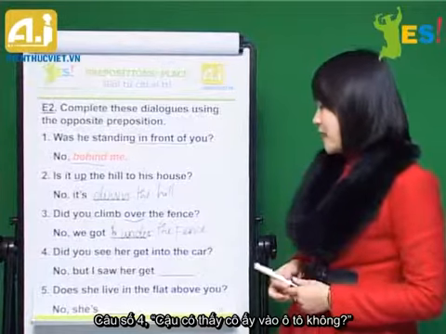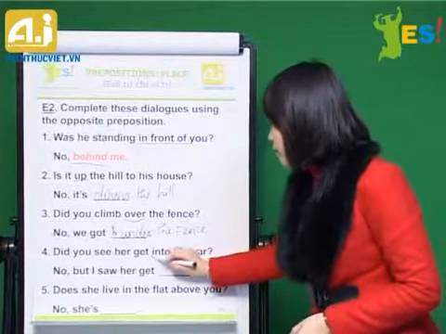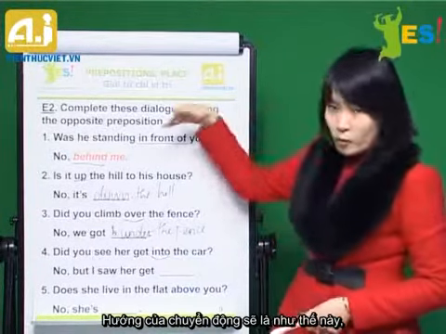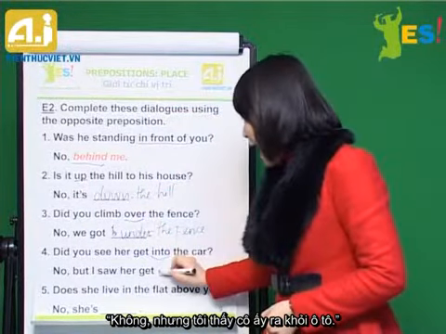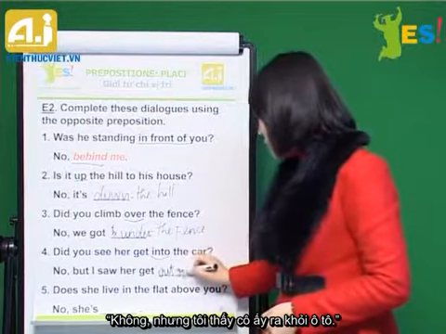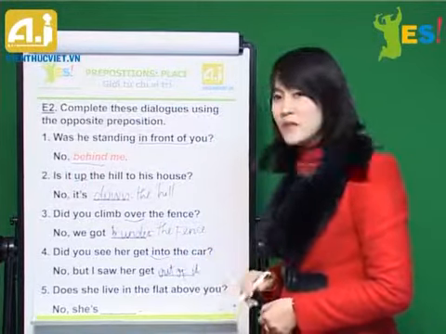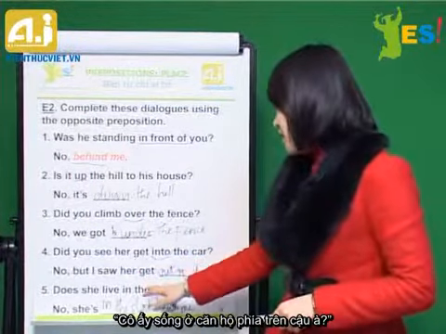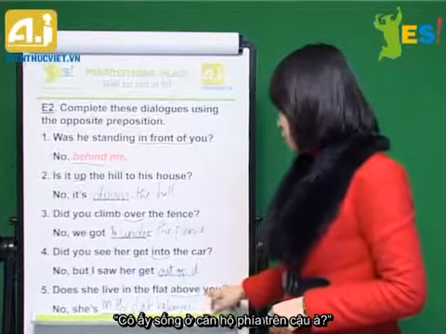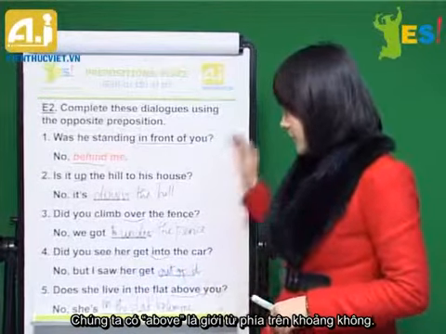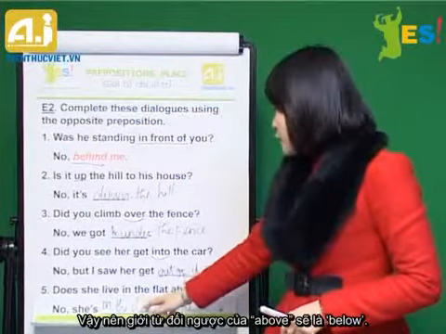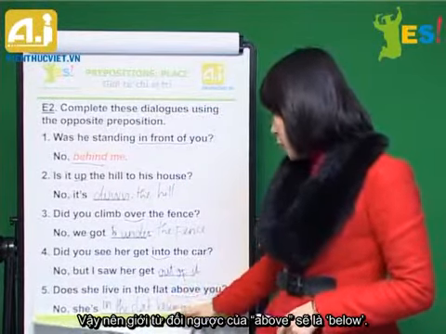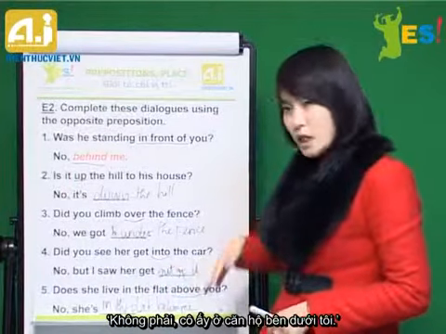Number 4, did you see her get into the car? It's the direction of movement like this, into a space. No, but I saw her get out of the car, out of it. Number 5, does she live in the flat above you? So above is the position. The opposite of above should be below. No, she's in the flat below me.